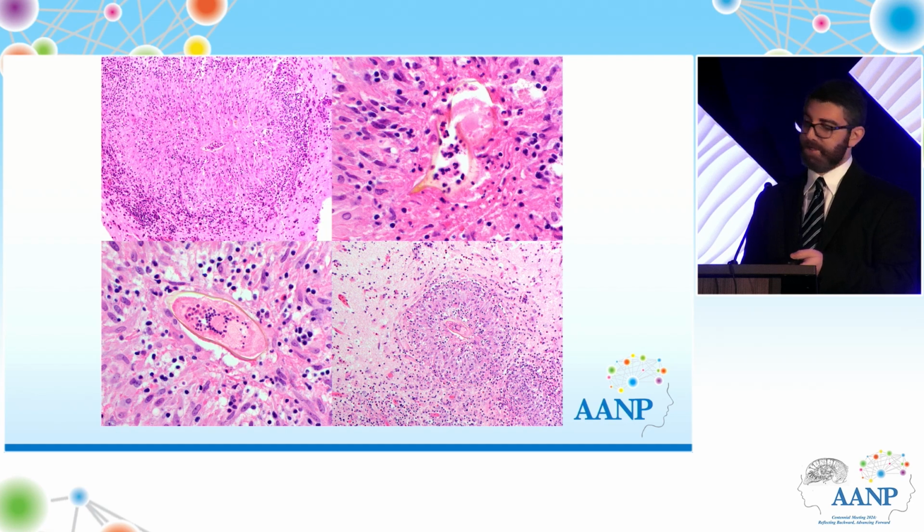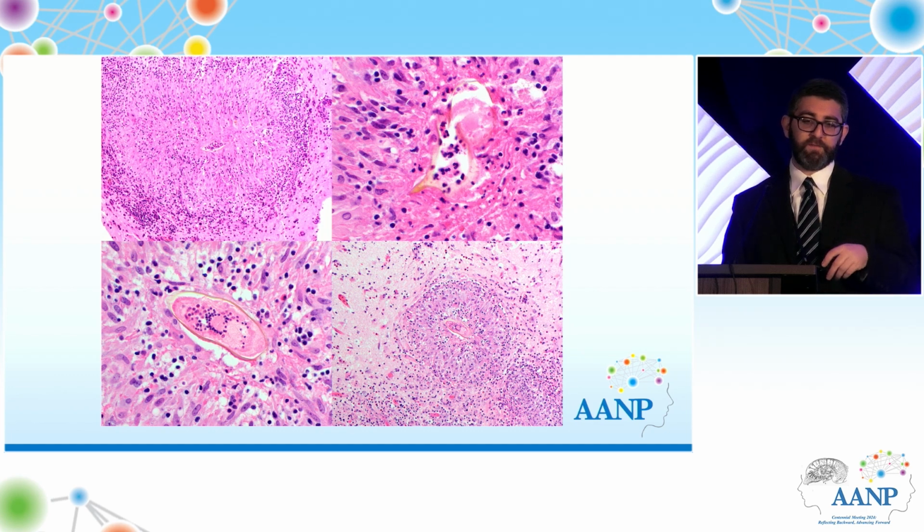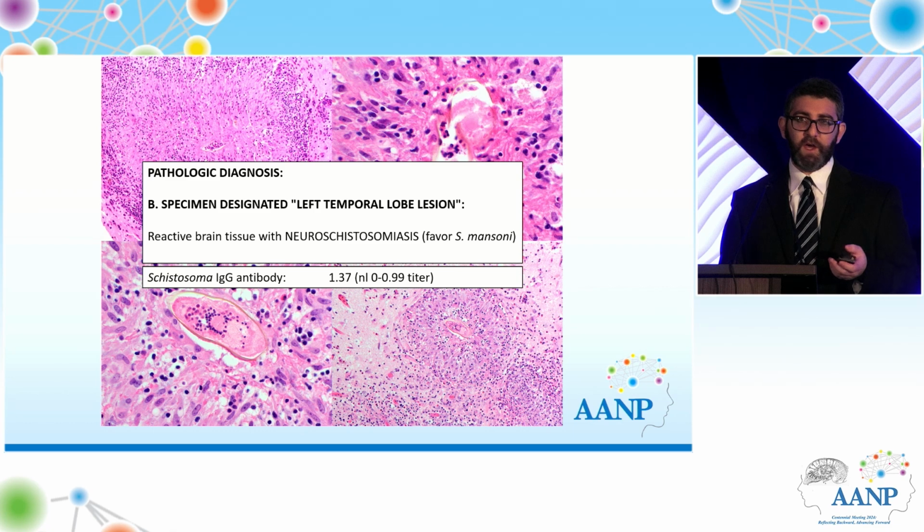Which was biopsied, and we saw multiple areas of necrotizing granulomas. And in the middle of those, we saw these non-human-looking structures, which had a refractile edge and weird tiny nuclei that didn't look human. And this was neuroschistosomiasis, and based on her travel history, we thought it was most likely to be Mansoni. We didn't need serology in this case, but it was ordered anyway, and it was positive for schistosoma.